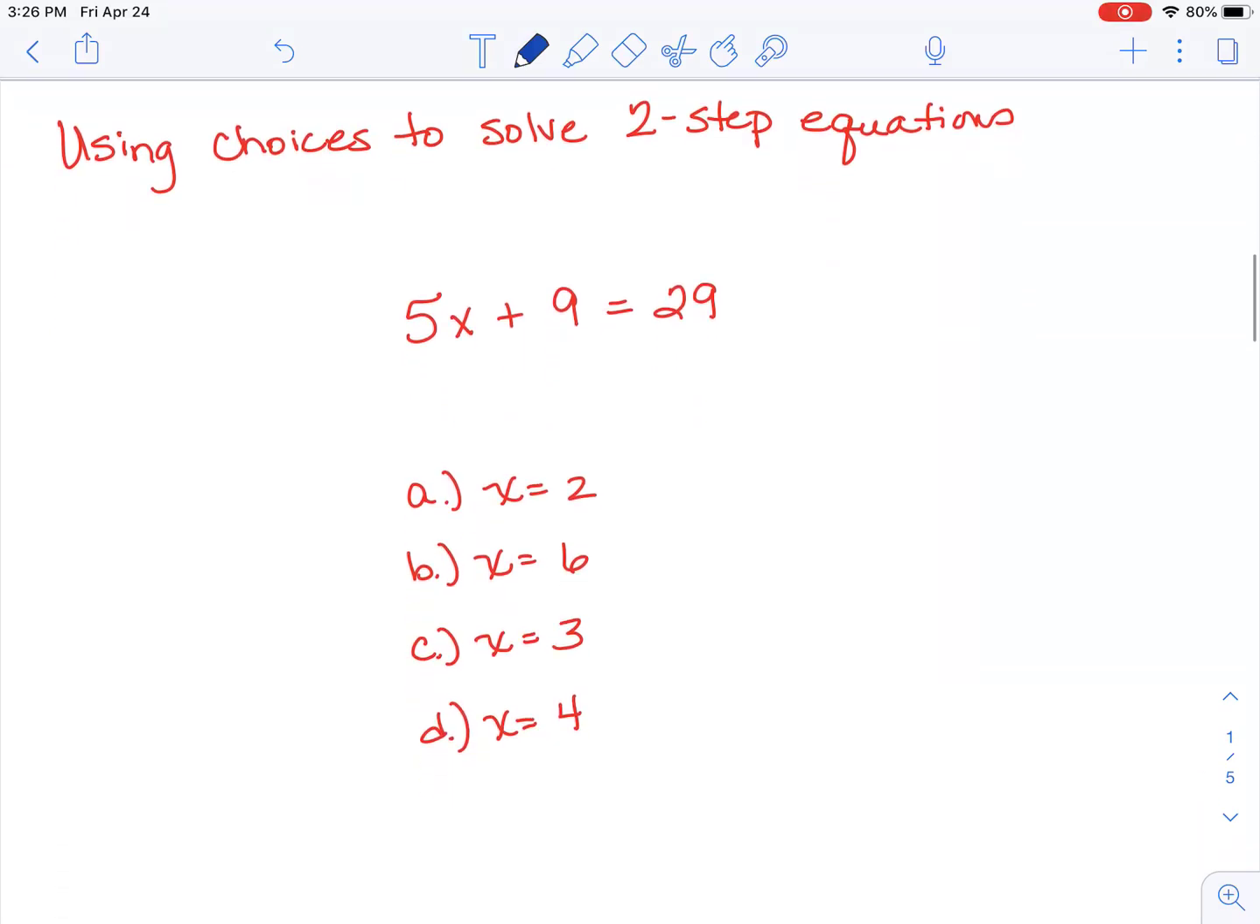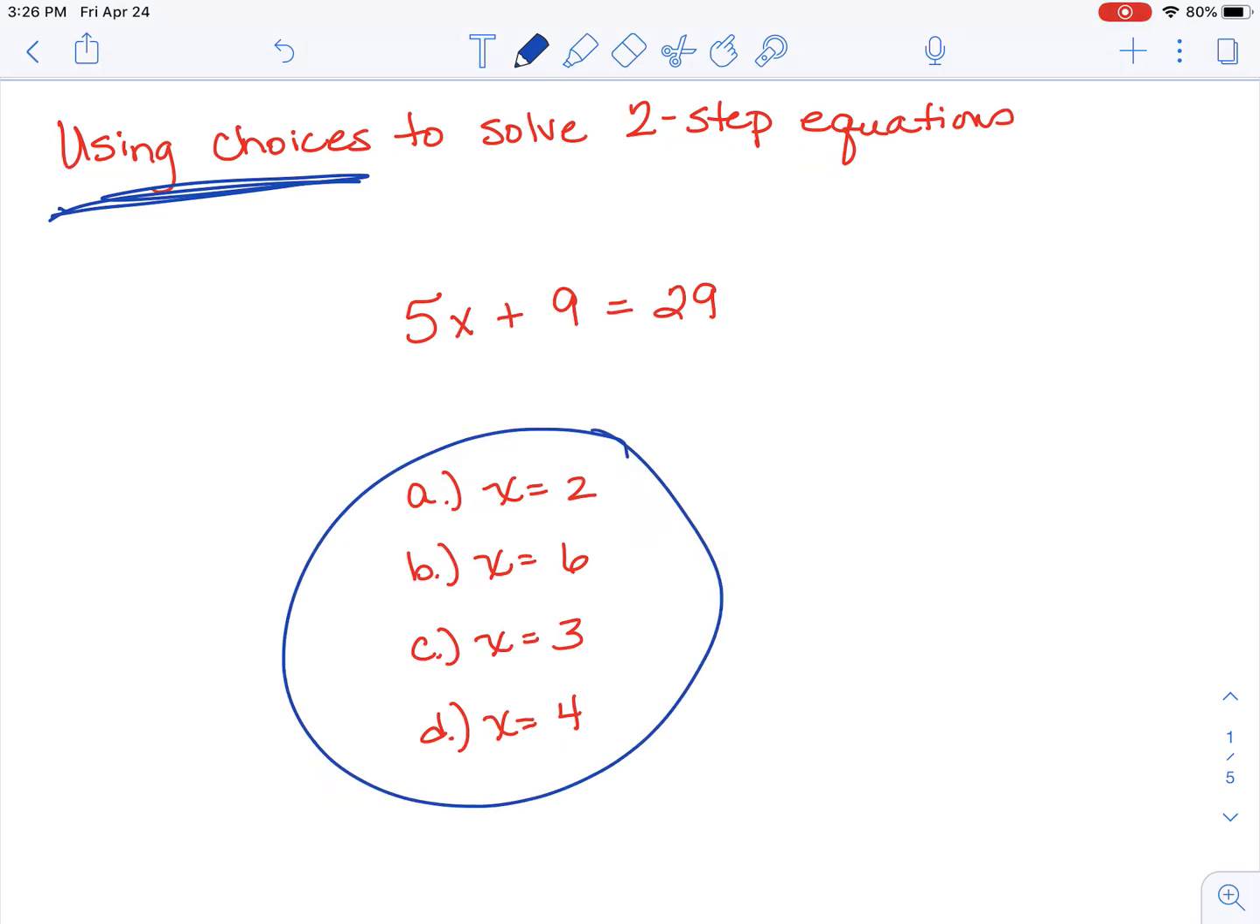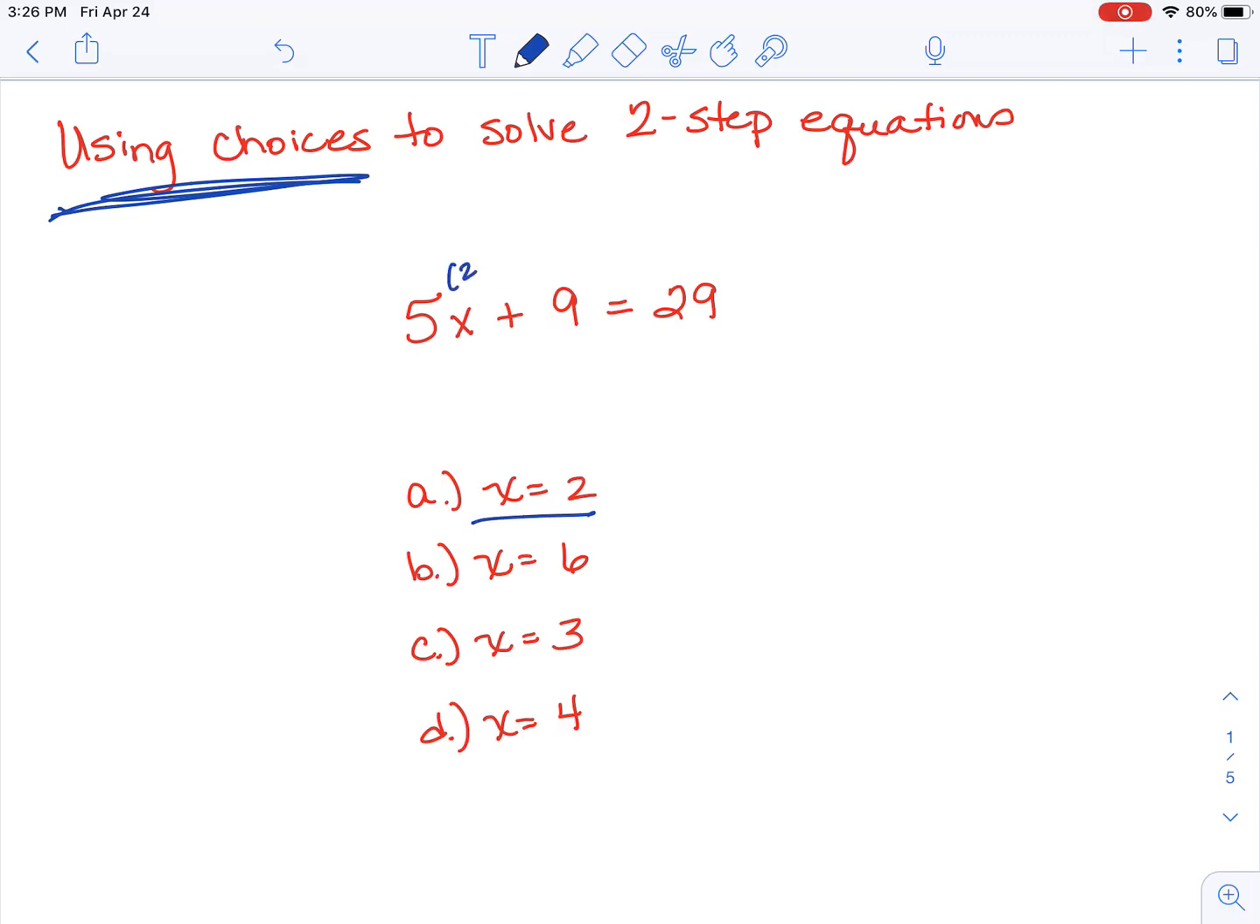Now, the next type of problem you're going to have, it says to solve for the value of x, and it also says using your choices. So here are my choices, okay? So if I plug in, say we do x equals 2. So that means this x right here would be a 2. So side by side, 5 times 2 is 10. Does 10 plus 9 give me 29? No, it gives me 19.